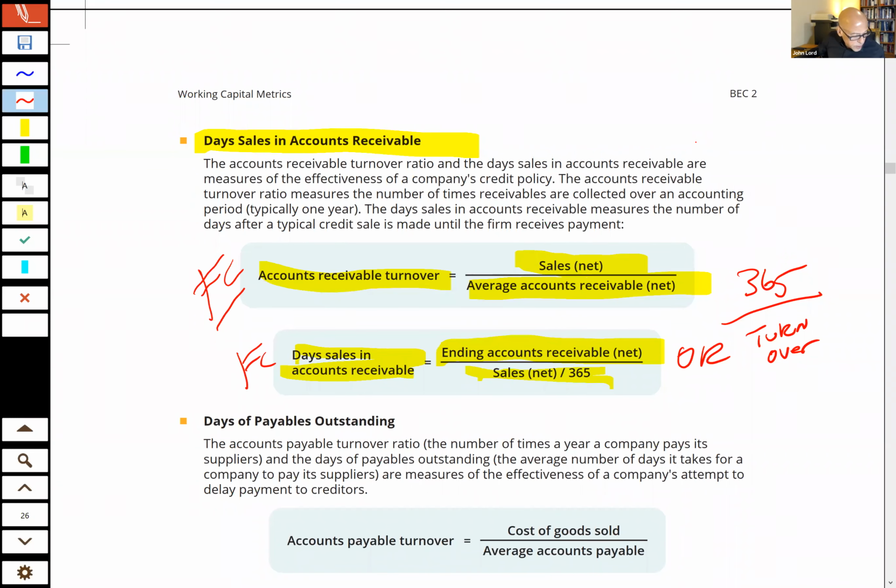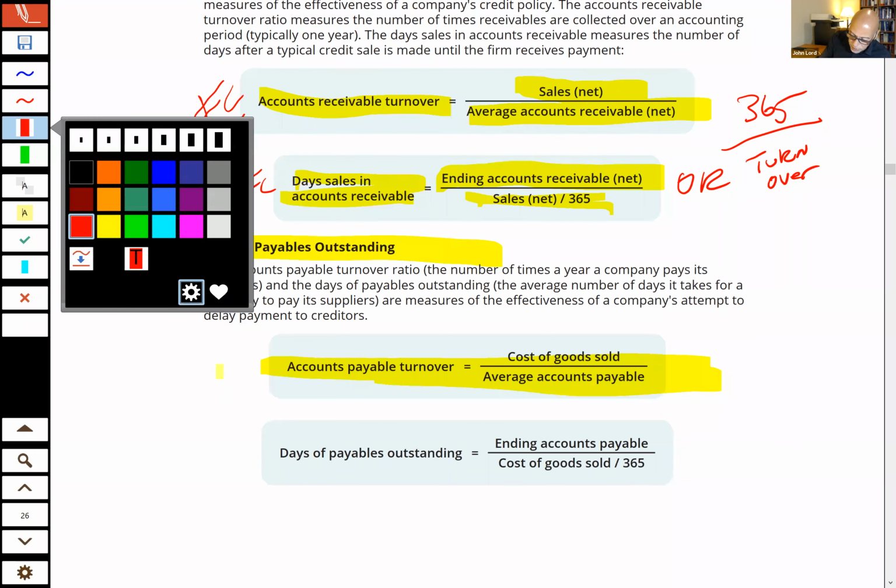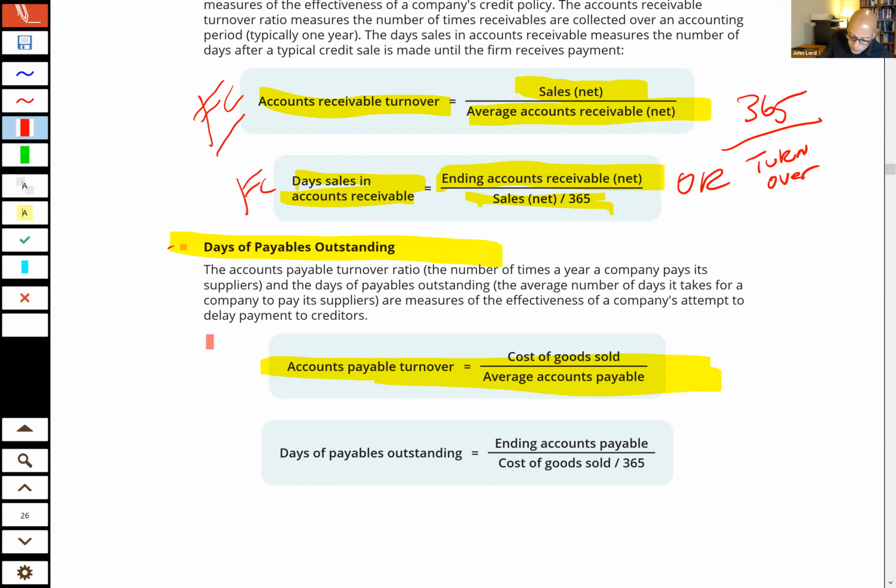Okay. Now you come to the third element of our cash conversion cycle, and that's the days that our payables are outstanding. And again, we'll have our accounts payable turnover, which is our cost of goods sold divided by our average accounts payable, and flashcard that, which again, there's probably a flashcard for that, but if there's not, please make that flashcard. And then days of payable outstanding is the ending accounts payable balance divided by the cost of goods sold divided by 365, flashcard that.